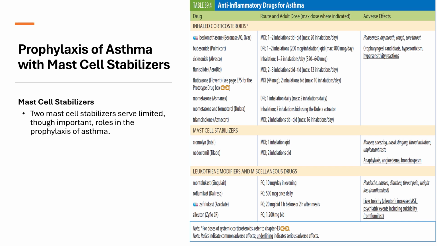Prophylaxis of asthma with mast cell stabilizers. You have cromolyn and nedocromil. They are classified as mast cell stabilizers because their action serves to inhibit mast cells from releasing histamine and other chemical mediators of inflammation. By reducing inflammation, they are able to prevent asthma attacks. Like the corticosteroids, these drugs should be taken on a daily basis because they are not effective for terminating acute attacks. Maximum therapeutic benefit may take several weeks.